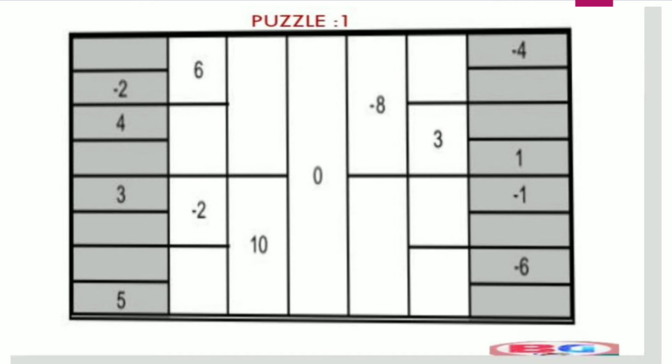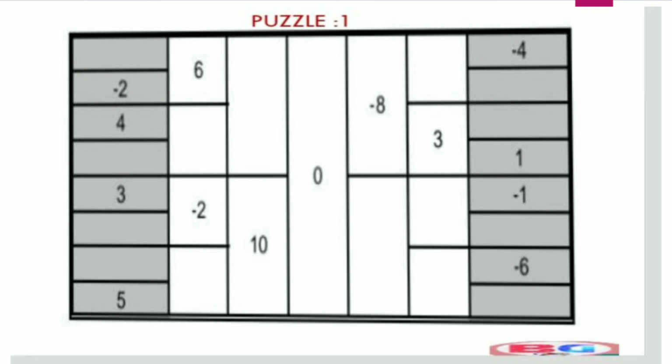Now I want to discuss how we can solve this type of problem in this given puzzle. So what is the rule here? We have to find the integers in the empty boxes. The sum of the 2 boxes' integers should be equal to the next box. That is the rule.